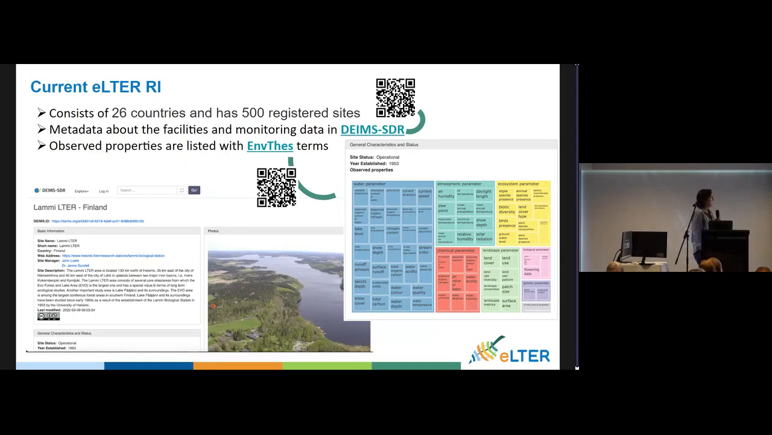So the current European ELTER RI consists of 26 countries and it has 500 registered sites. We have a metadata catalog, which lists the facilities and also the datasets or the monitoring data that are collected or have been already collected for years. And this metadata catalog is called DEIMS-SDR. They also have a vocabulary called EnvThes, which lists those variables that are being measured in each site. So DEIMS-SDR lists sites, datasets, sensors, and activities that are going on at the sites.